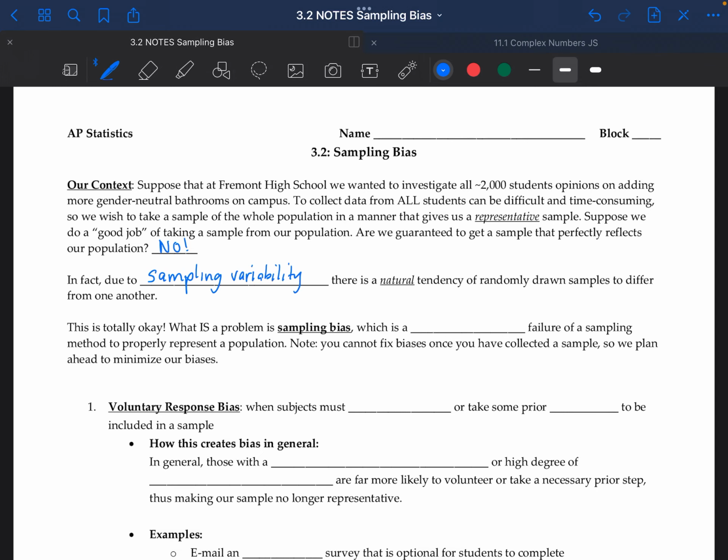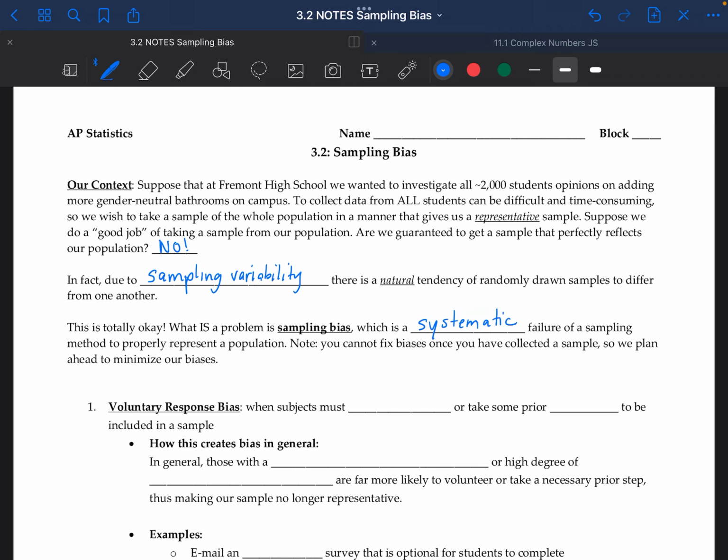What is a problem is something called sampling bias. And this is a systematic failure of a sampling method to properly represent the population, okay? Something that's really important to note is that if you've collected a sample and it has biases already in it, you can't fix that after the fact. So our goal would be to plan ahead. How do we in advance come up with methods that would help us avoid these things?